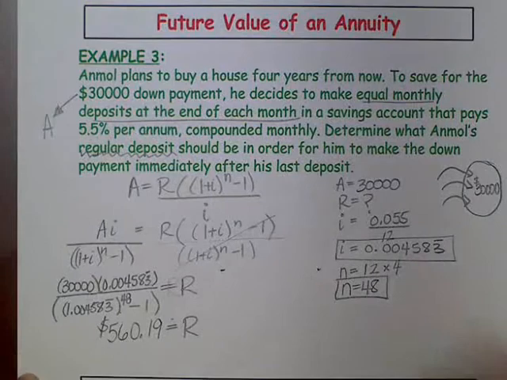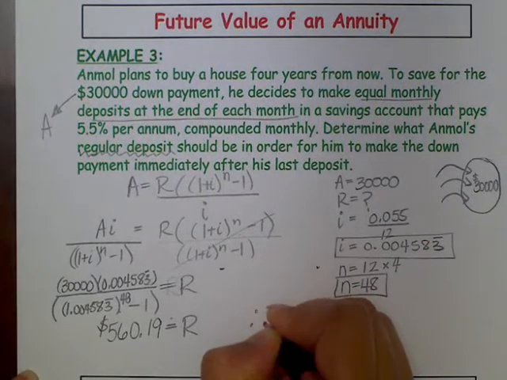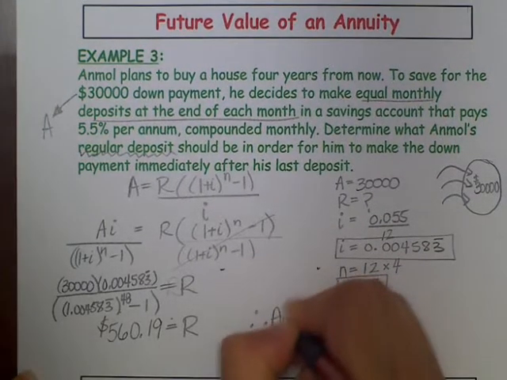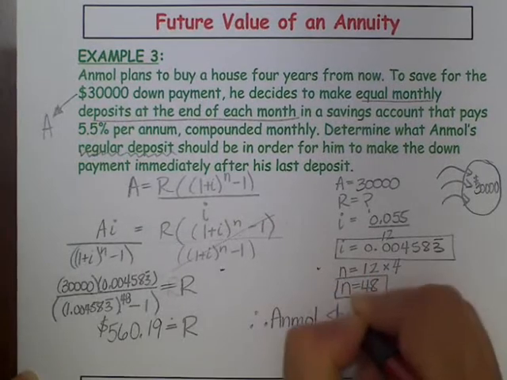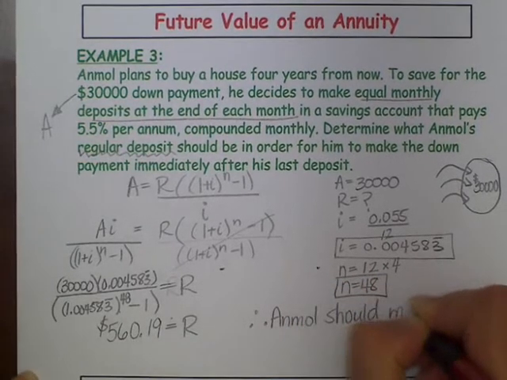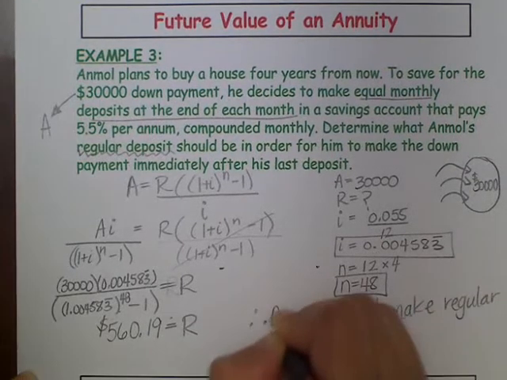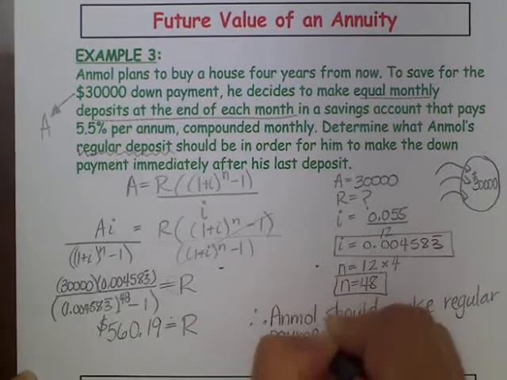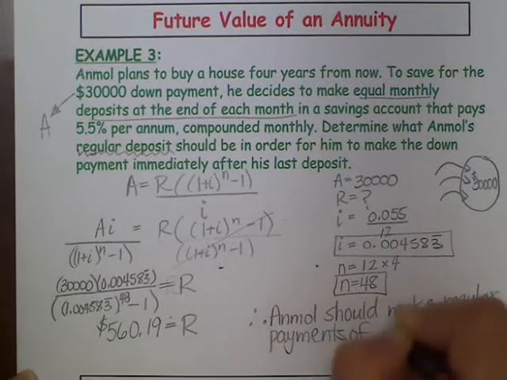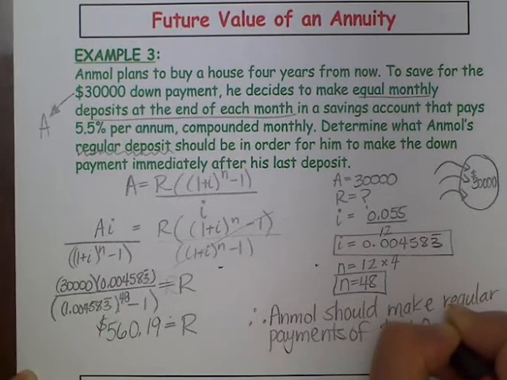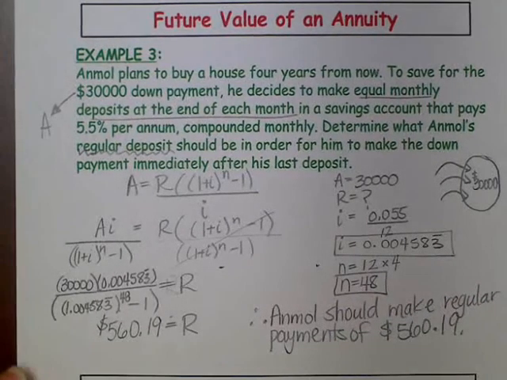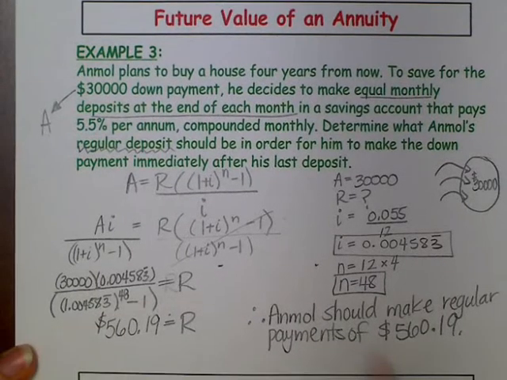Okay, so therefore, Animal should make regular payments of $560.19. And again, if you want to figure out how much interest he's earned, you can figure out how much he's actually put into an account and then subtract that from the total amount that he would have.